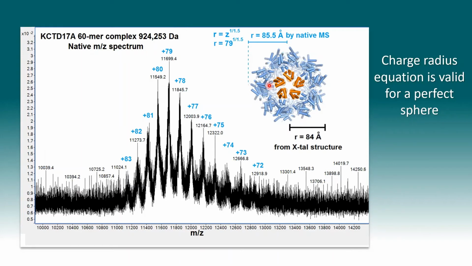We also have SAXS data for it, and we know that it is a perfect Buckminster fullerene. If we take the native spectrum and we take the average charge state of this native spectrum, plus 79, we put it into this formula, we get a radius measurement of 85.8 angstroms by native mass spec. If we compare that with the radius measurement from the crystal structure, you can see it's almost exactly the same. So this is telling us that the charge radius equation is valid for a perfect sphere.